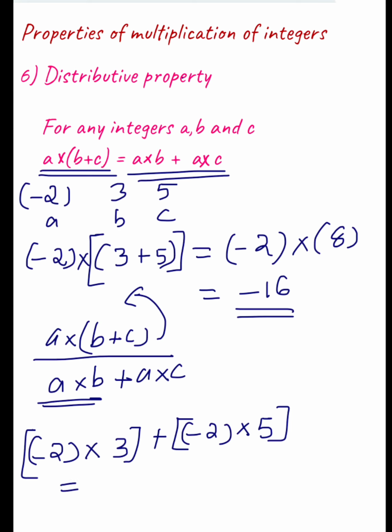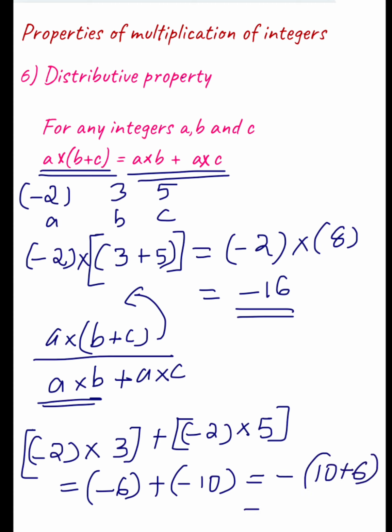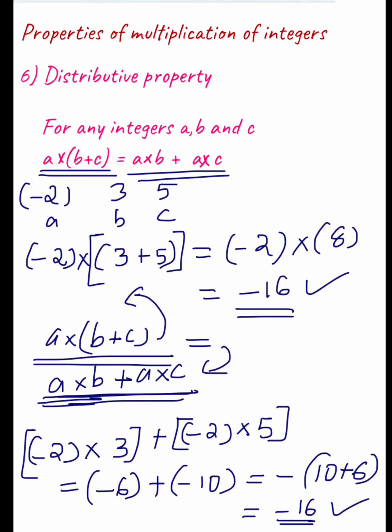Now, let's do this. So, the answer will be, what is minus 2 into 3? Minus 2 into 3 is minus 6, plus, what is minus 2 into 5? Minus 2 into 5 is minus 10. Now you got addition of minus 6 and minus 10. That means integers having the same sign, so you have to add them. That is 10 plus 6 and put the negative sign. So the answer will be minus 16. So in the first case you got minus 16. Here also minus 16. That means a into b plus c equal to a into b plus a into c.